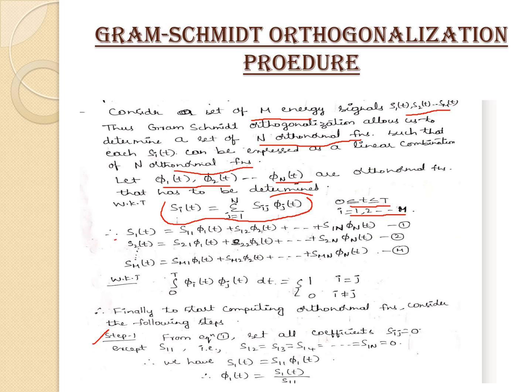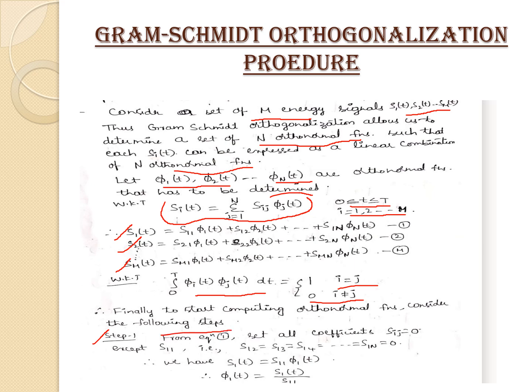We consider S1 of t, S2 of t till Sm of t signals to find phi 1 of t. Here we know that the integration from 0 to T of phi i of t phi j of t dt is equal to 1 when i is equal to j, and it is 0 when i is not equal to j. Finally, the computing step starts.